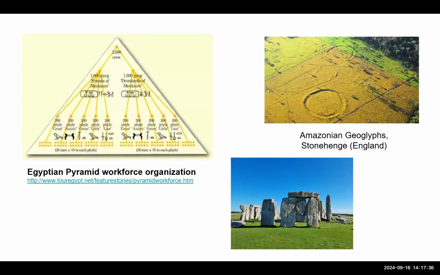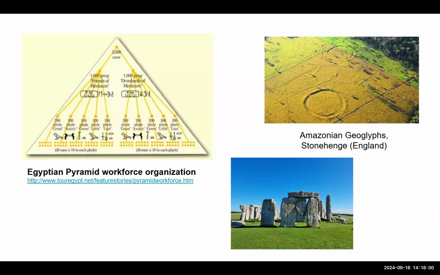So that's sort of where we are, and then this is, of course, pre-industrial project management, so people were building things like Stonehenge and geoglyphs, which are these large circles in fields, and then pyramids like the Egyptian pyramids. This is sort of the thing that I took off the internet about workforce organization.